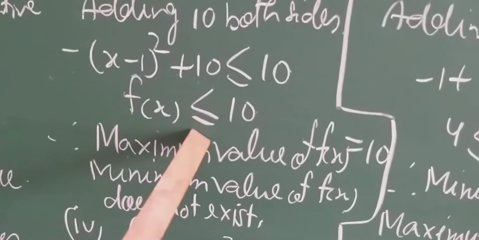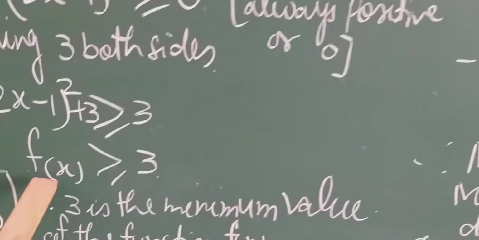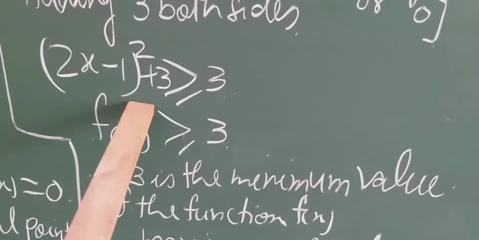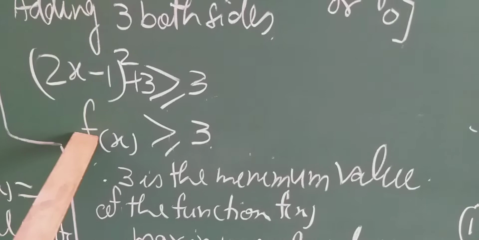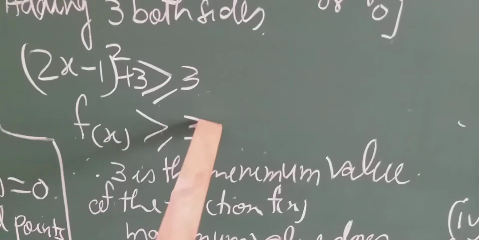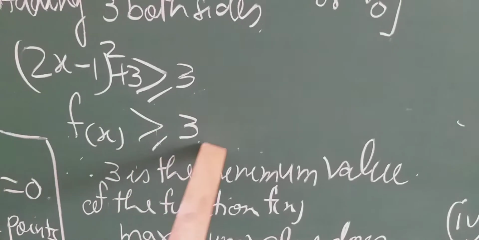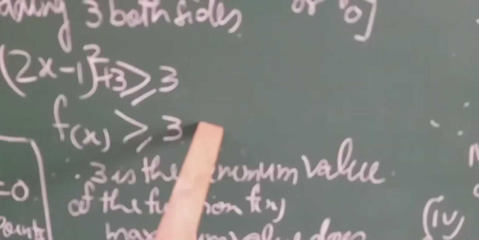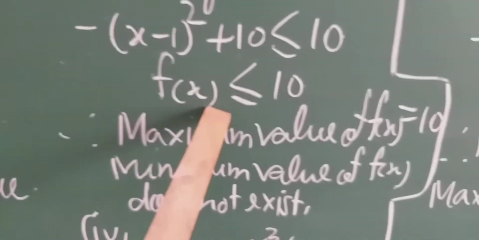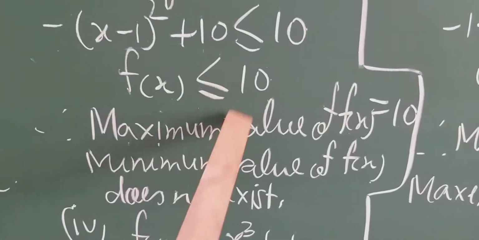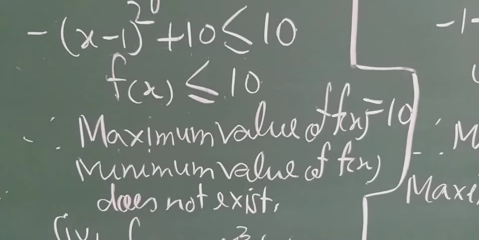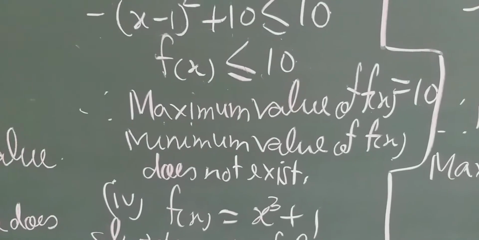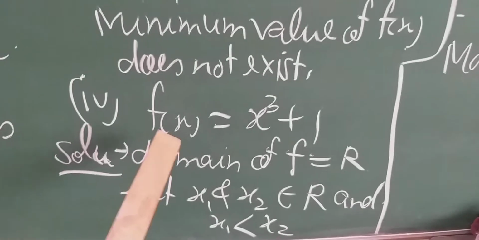So student, you have to remember, if the sign of greater than, means f(x) greater than or equal to, then it will be the minimum value of the function, and if the sign is less than or equal to, then this value will be the maximum value of the function. Correct? Let us solve one more question.